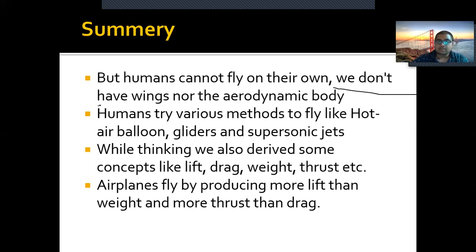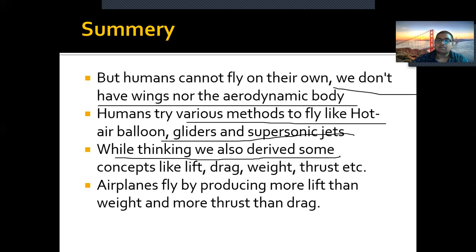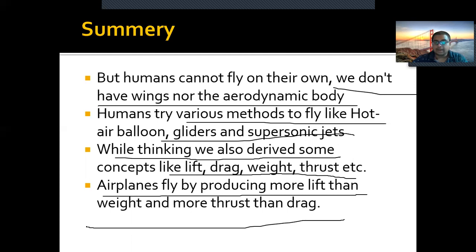Humans cannot fly on our own. We don't have wings nor the aerodynamic body. We try various methods to fly, like hot air balloons, gliders, and supersonic jets. While thinking, we also derived some concepts like lift, drag, weight, and thrust. Airplanes fly by producing more lift than the weight and more thrust than drag. So this slide explains everything in greater detail.